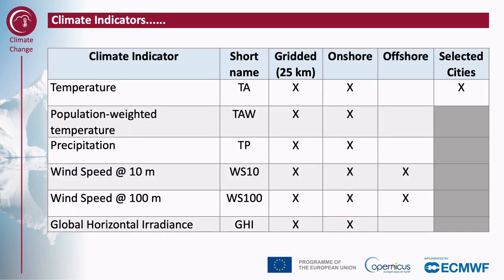The climate indicators that will be part of the PECD 4.2 database are temperature, population-weighted temperature, precipitation, wind speed at 10 and 100 meters height, and global horizontal irradiance. All of them will be delivered in a gridded format, the NetCDF format, at 0.25 degrees resolution, that at the European latitudes correspond roughly to 25 km spatial resolution. The same indicators will be also available at onshore and offshore zones and for temperature also in selected cities.